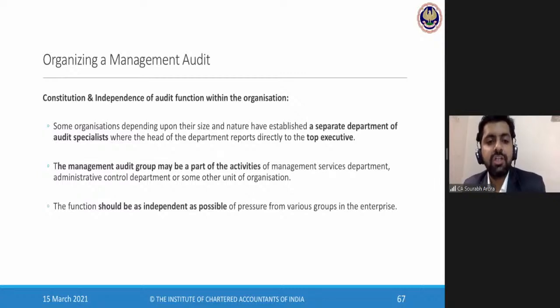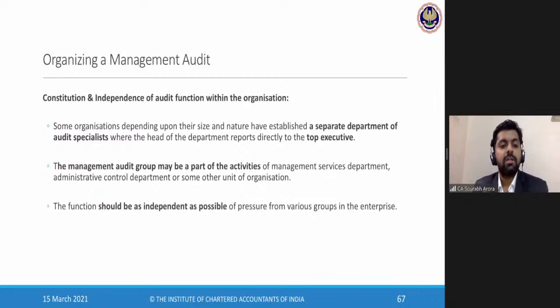So some organizations, depending upon the size, have established a separate department of audit specialists, where the head of department reports directly to the top executive. So there could be a separate department, and the management audit group may be a part of the activities of the management service department. So the management auditor may be the executive as well. They may not be just dealing with the auditing functions, but they could be a group of personnel from different service departments of the management.